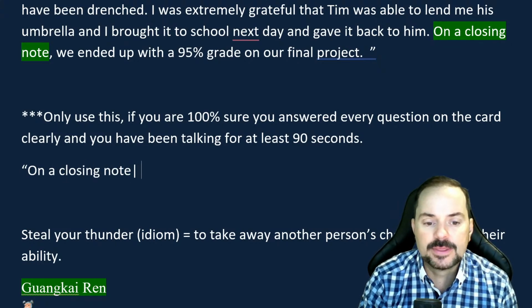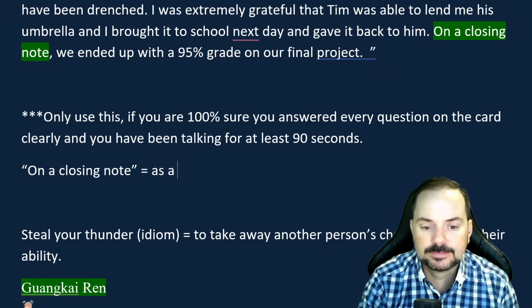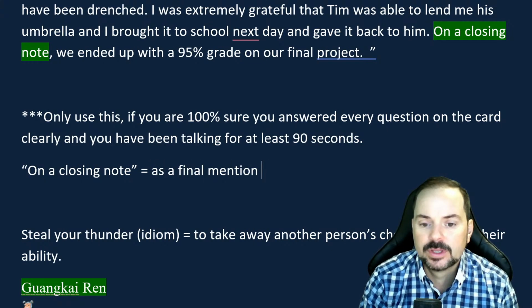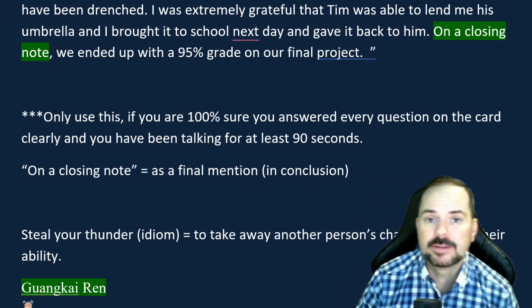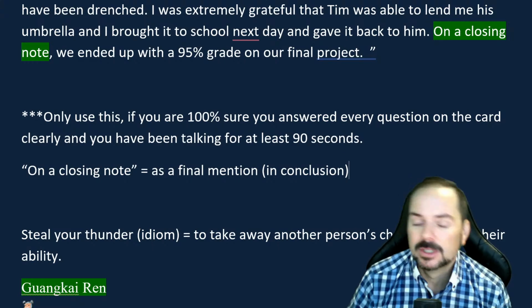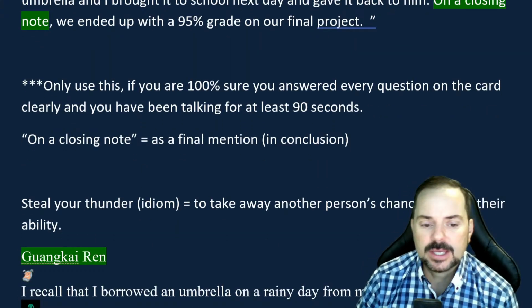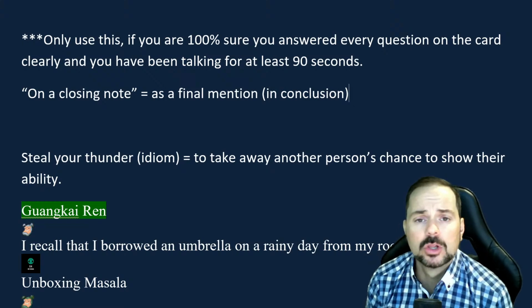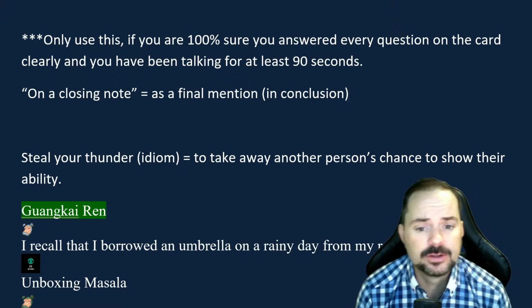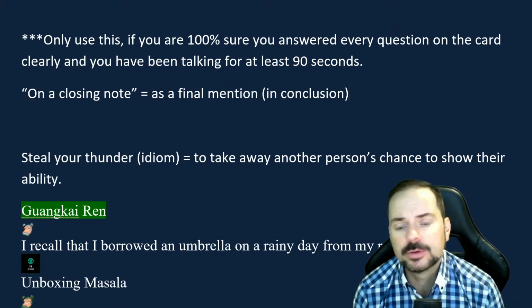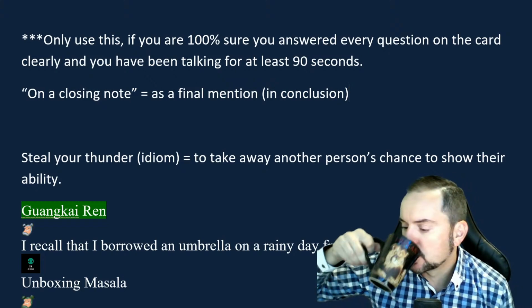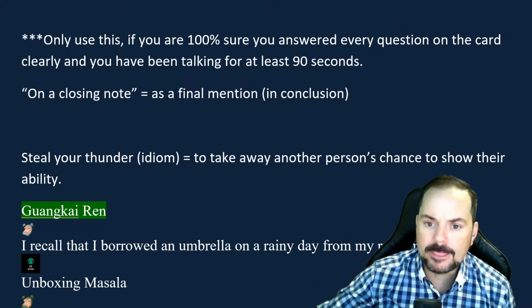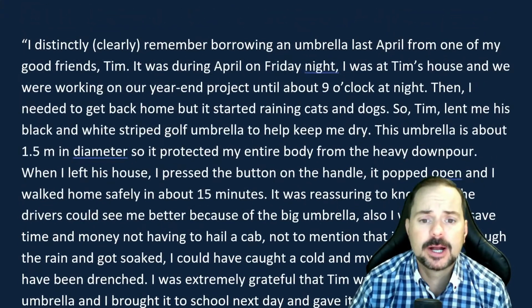Okay, and this means as a final mention. You can even think about it as in conclusion. Okay, we usually don't say, well, sometimes we say in conclusion in verbal communication, but in conclusion is a little bit more used in writing than in speaking. We often say on a closing note or as a final note. Okay, on a closing note, as a final note, means in conclusion.